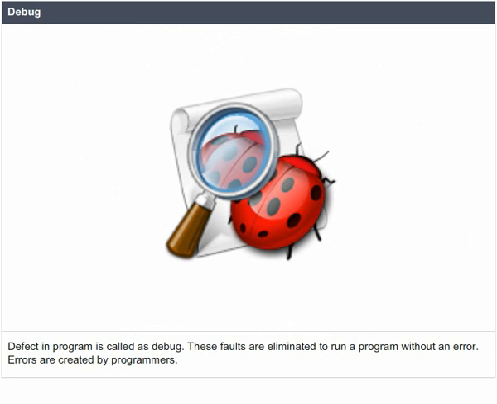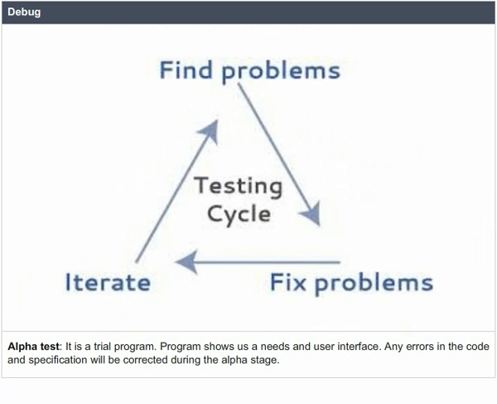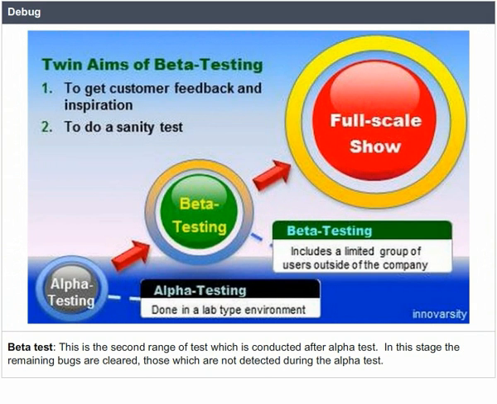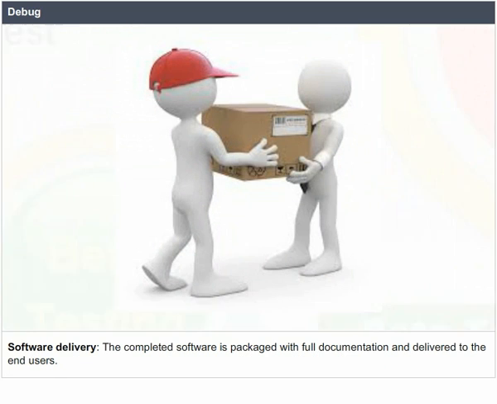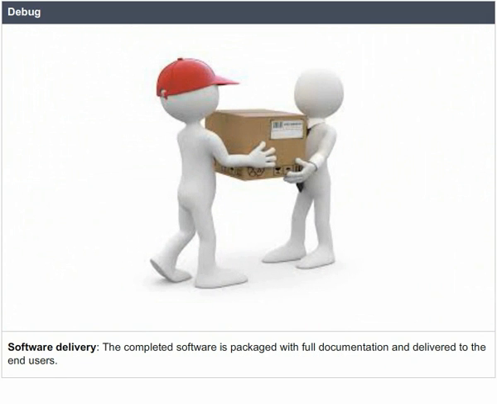Alpha test. It is a trial program. The program shows us the needs and the user interface. Any errors in the code and specification will be corrected during the alpha stage. Beta test. This is the second round of tests, conducted after the alpha test. In this stage, the remaining bugs which were not detected during the alpha test are cleared. Software delivery. The completed software is packaged with full documentation and delivered to the end users.